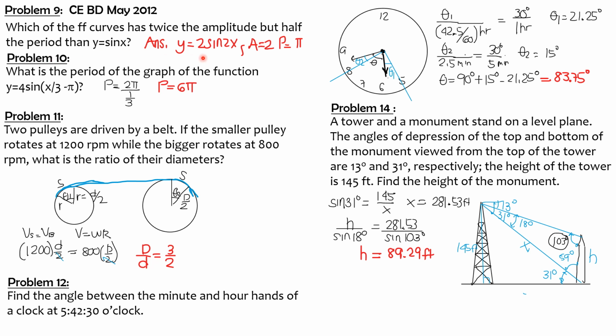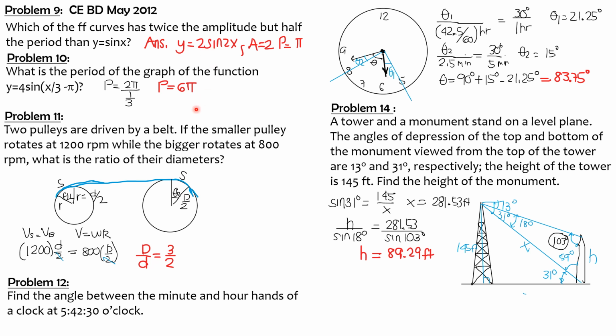Therefore, from the choices, this should be one of the choices because the amplitude here is 2, which is twice the amplitude of this, and the period is 2 pi over 2, so pi, which is half the period of sine x. So that's why that's the answer.